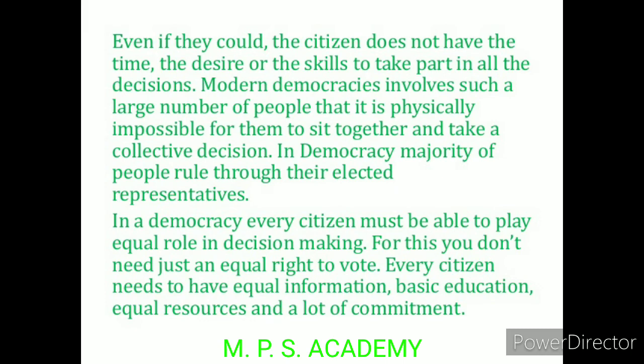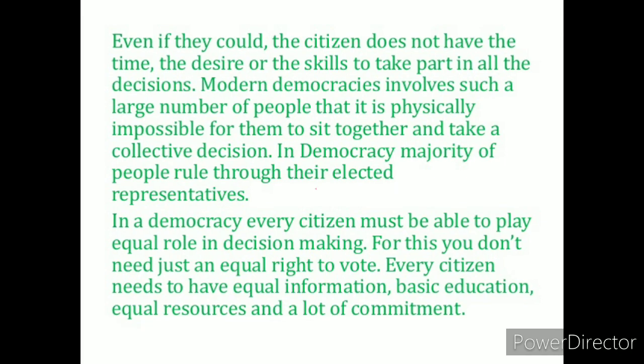In a democracy every citizen must be able to play an equal role in decision making. For this, you don't need just an equal right to vote. Every citizen needs to have equal information, basic education, equal resources, and a lot of commitment. These things are the roots of democracy.